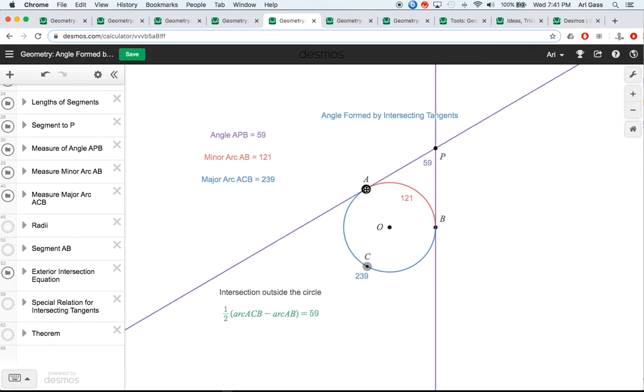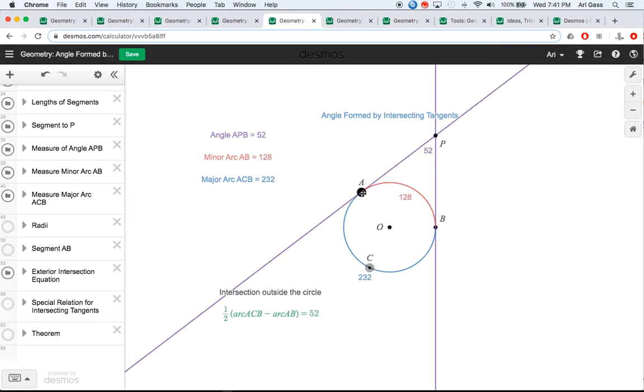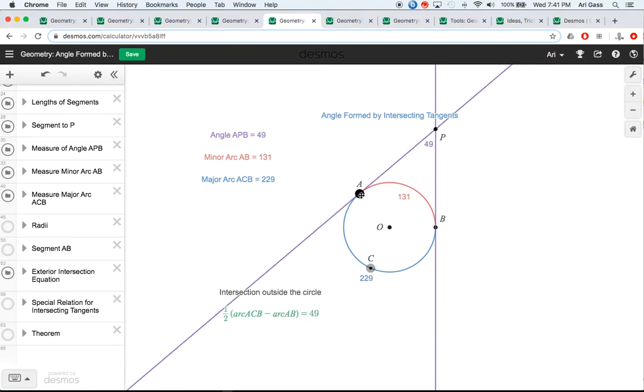So 240 minus 120 is 120, divided by 2 is 60. I could do that with this angle being, let's see, 130, let's say. Let's keep the numbers easy. 230 minus 130 is 100, divided by 2 is 50. Good. So that still works just like it did before when the intersection was outside the circle.